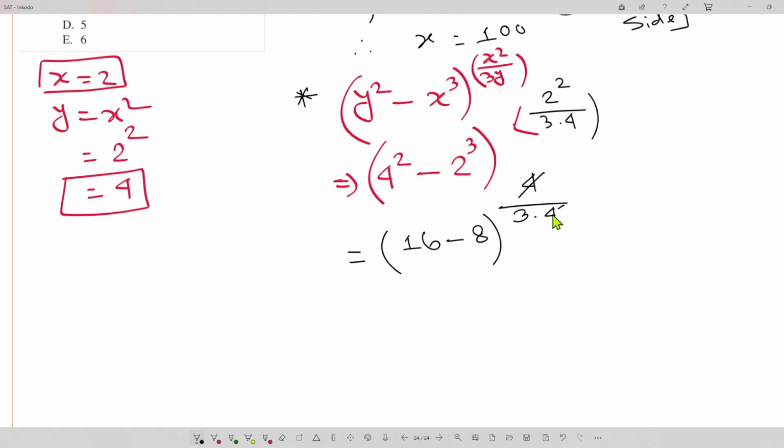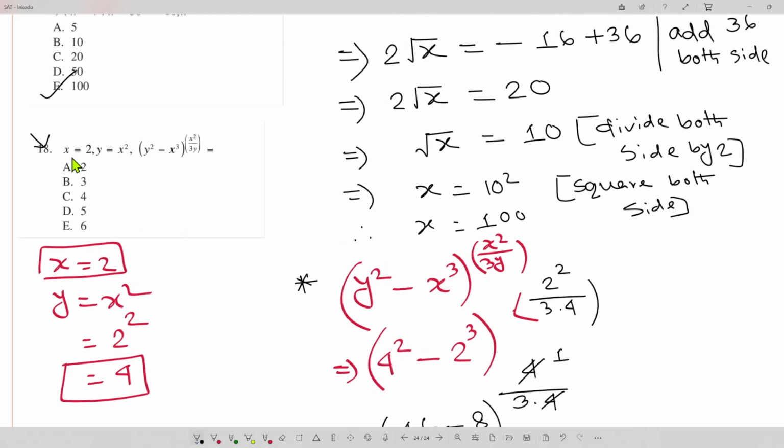So 4 and 4 cancel out, here is 1, 4 divided by 4 is 1, and here 16 minus 8 will be 8 to the power 1 by 3. Now we can simplify. 8 means 2 to the power 3, times 1 by 3. So 3 and 3, once we divide, it will be 1. So our answer is only 2. So where is 2? This is option A.